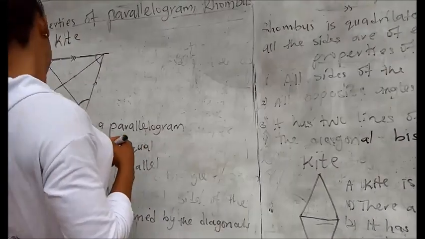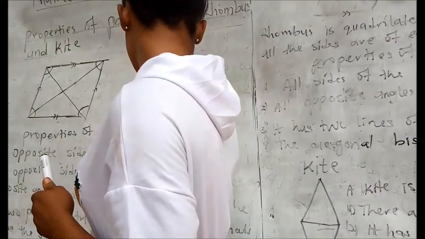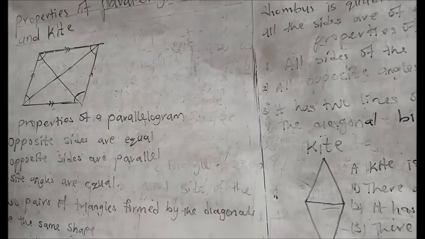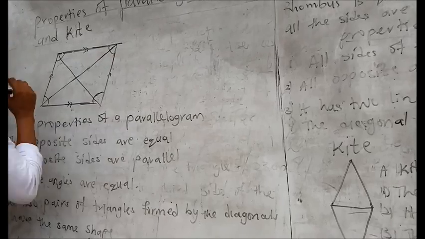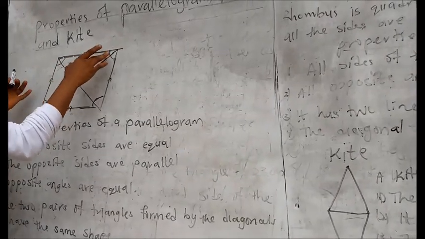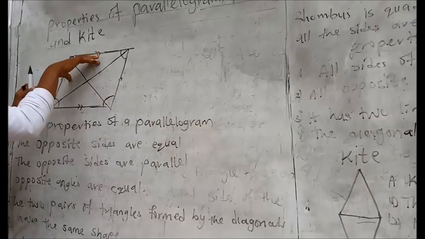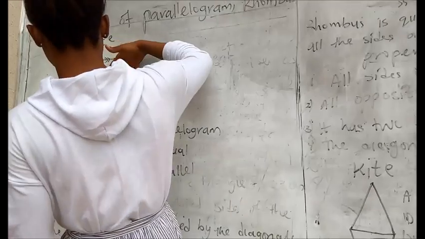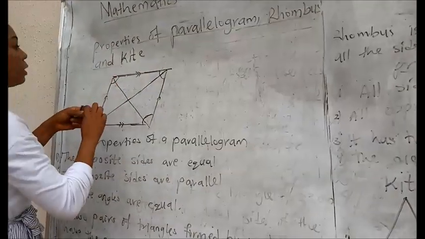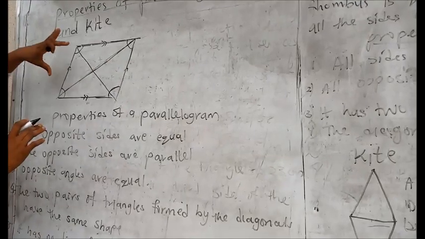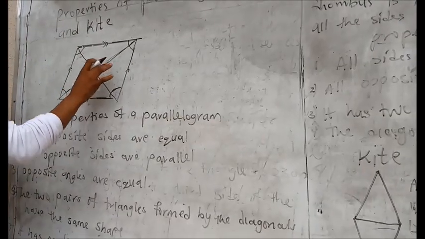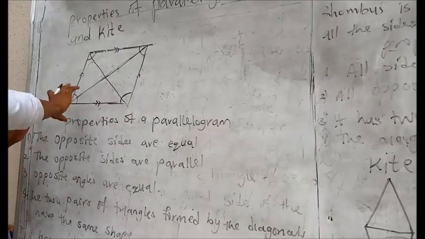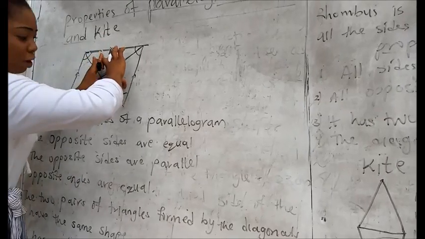Then the fourth one says, the two pairs of triangles formed by the diagonal have the same shape. What do I mean by the two pairs of triangles formed? Look at the diagonal line that divides this parallelogram into two. This is the triangle here, and this is the triangle. You find out that they have the same shape. If I use this diagonal line, this diagonal line divides this parallelogram into two. This triangle here is equal to this triangle here, and this triangle here is the same as this. If I use this diagonal line to divide it this way, you find out that this triangle here is the same as this triangle here.